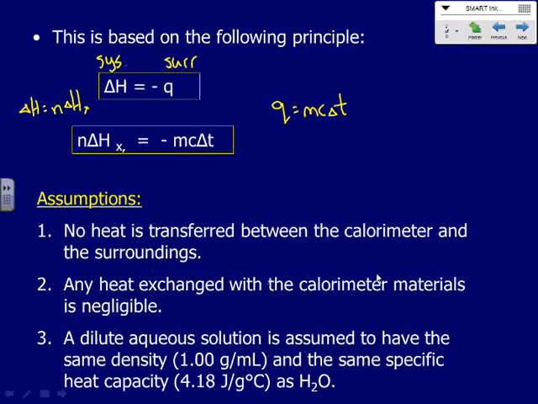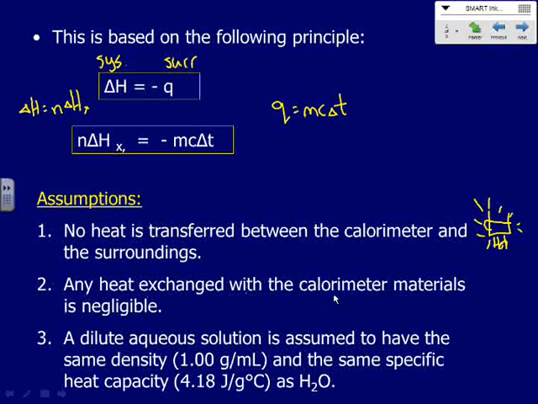And you can't stop that, right? If you have something that's hot, let's say a cup of coffee here, then eventually that heat is going to leave into the surroundings. There's nothing you can do, and it's going to cool down and become the same temperature. So our assumption is that no heat is transferred, but we know that there's always some heat transferred. So that's a possible error.